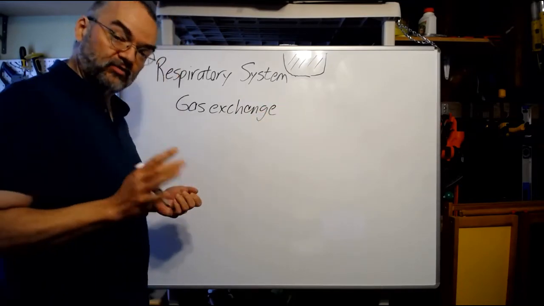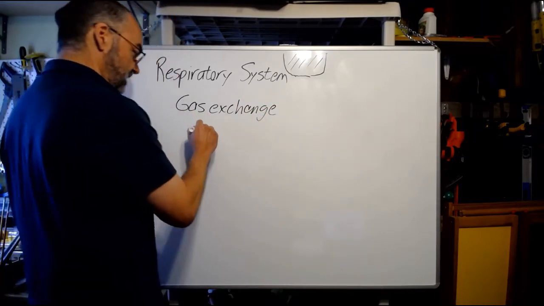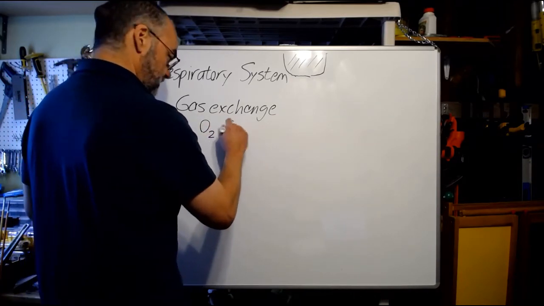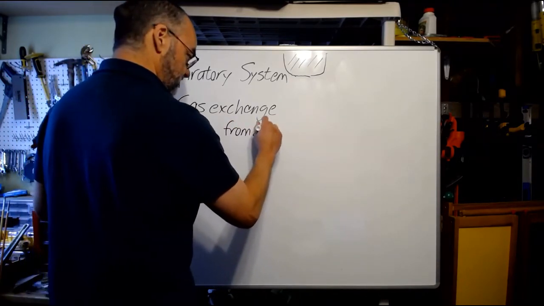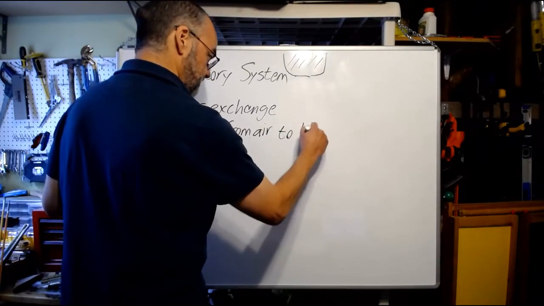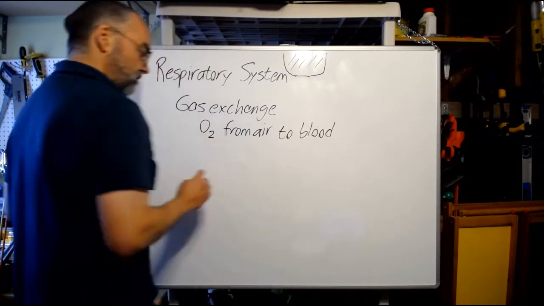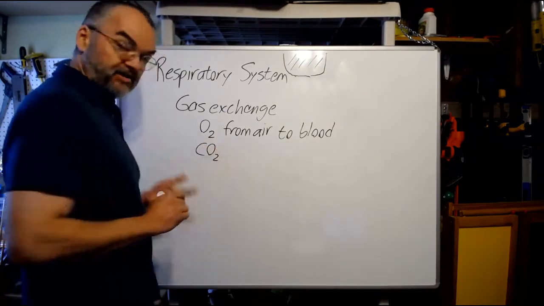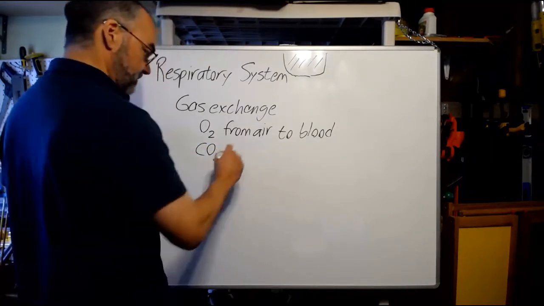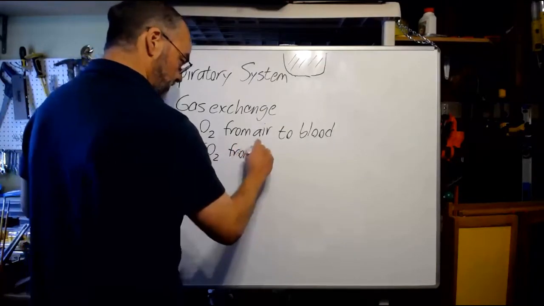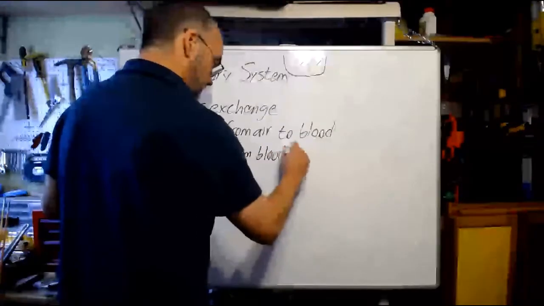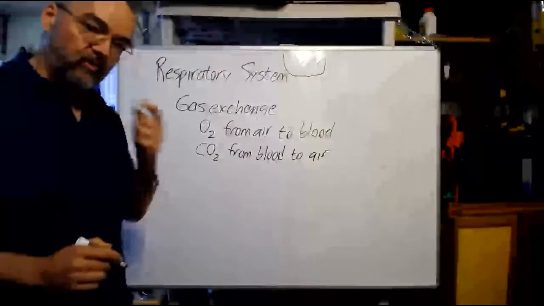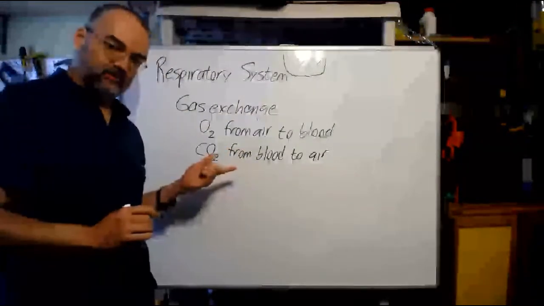And the things we're most concerned about are getting oxygen, O2 is the form that oxygen gas comes in, from the air to the blood. But just as important, we want to get carbon dioxide, the waste produced by aerobic metabolism, from the blood to the air. So that's really what we want to have happen as part of our respiratory system.